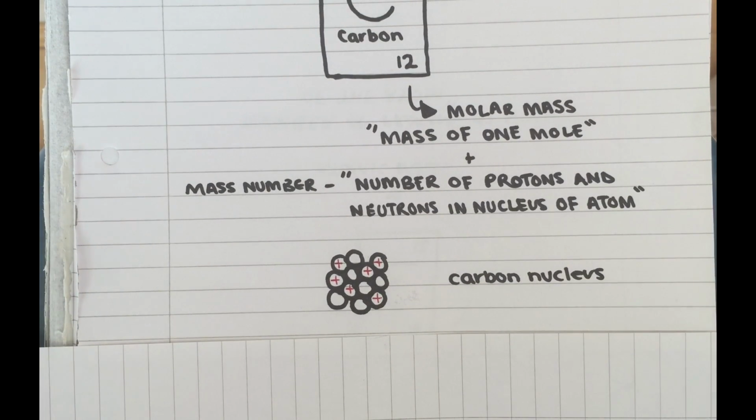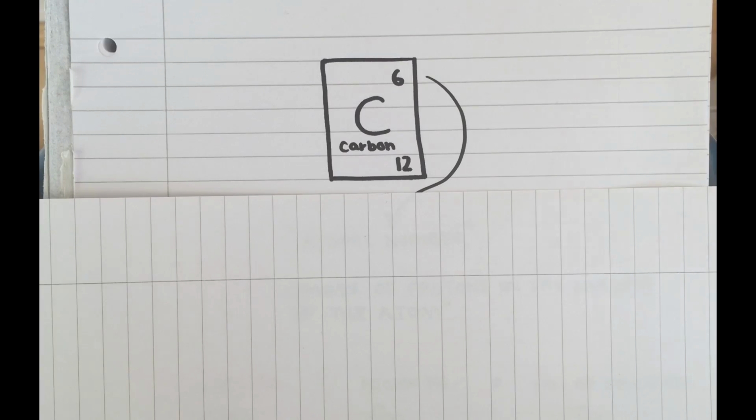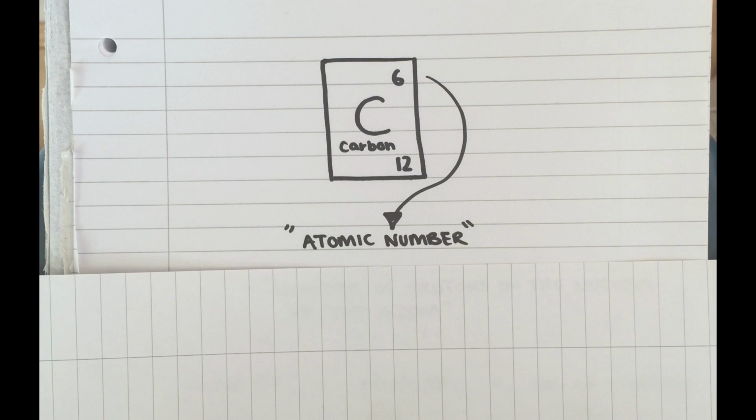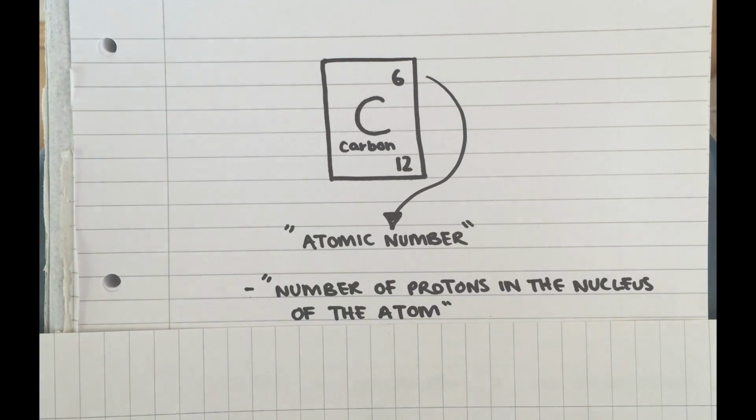So you can see here I've got my nucleus for carbon, and I've got my positively charged protons and my neutrally charged neutrons. You can see that I've got a number on the top here, and this is the number 6. So this is known as the atomic number. And the atomic number is the number of protons in the nucleus of the atom.